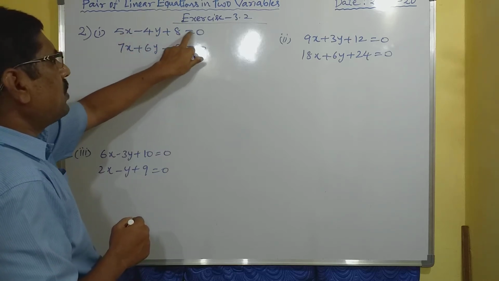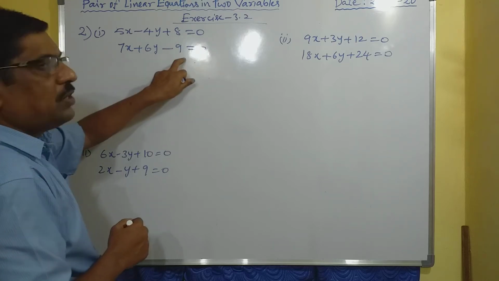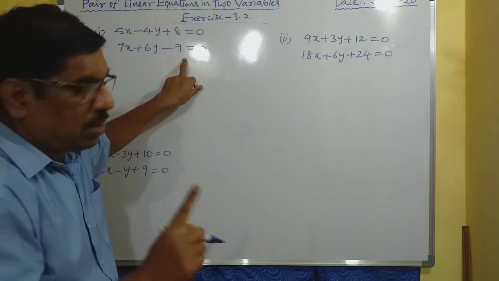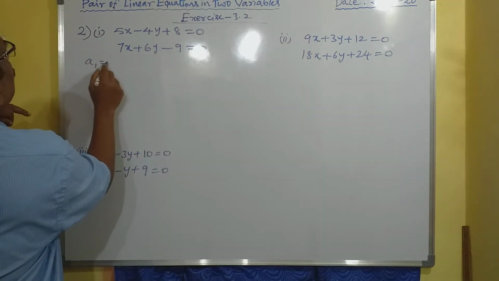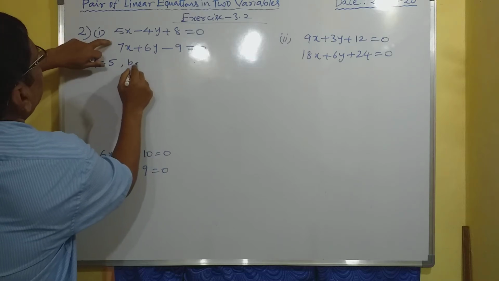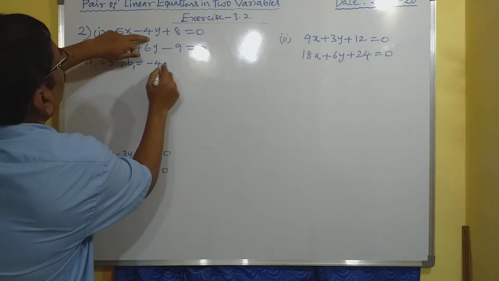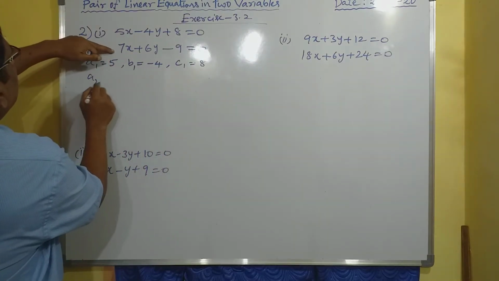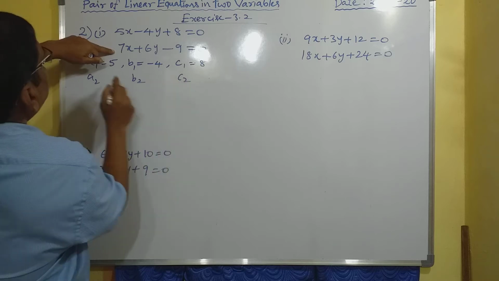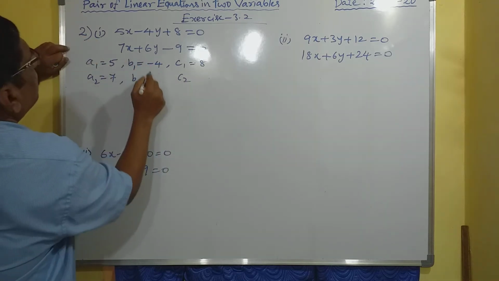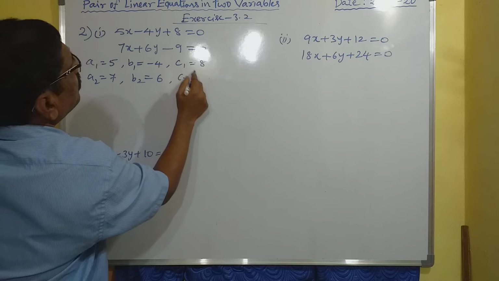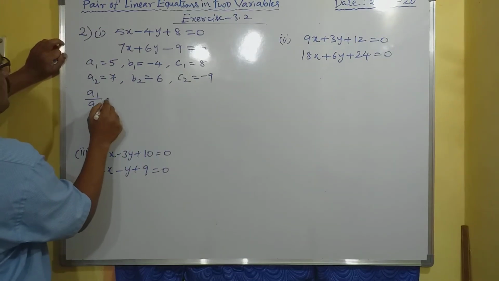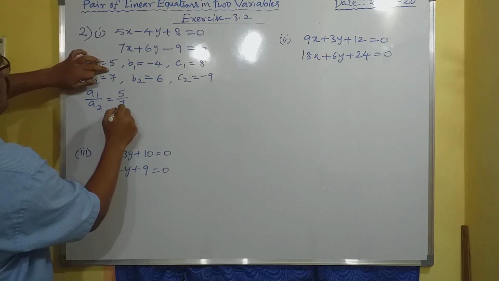A1x plus B1y plus C1 is equal to 0 and A2x plus B2y plus C2 is equal to 0. Like that, if you compare the given equations with the general form, here we will get A1 is equal to 5, B1 is equal to minus 4, C1 is equal to 8. And what are A2, B2 and C2? A2 is 7, B2 is 6 and C2 is minus 9. Now let us compare. What is A1 by A2? A1 by A2 is 5 by 7.